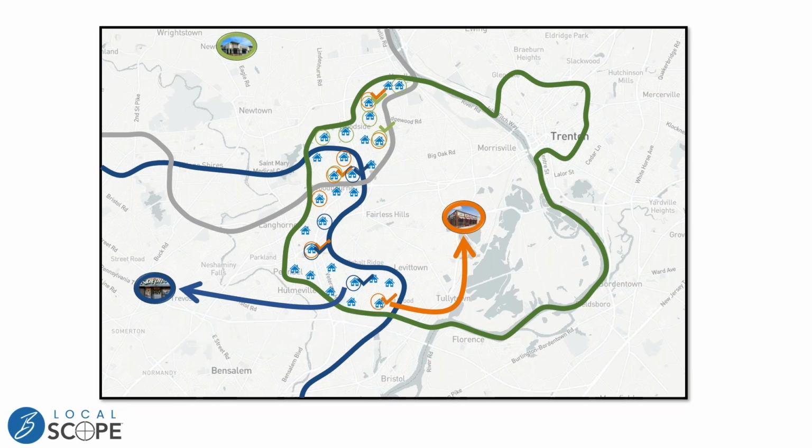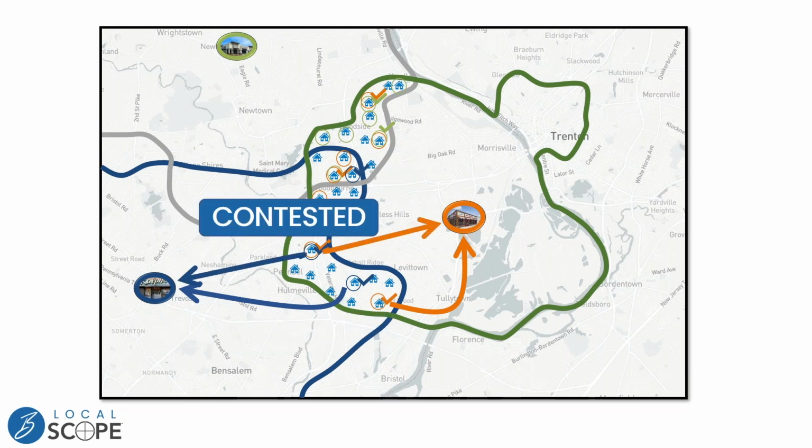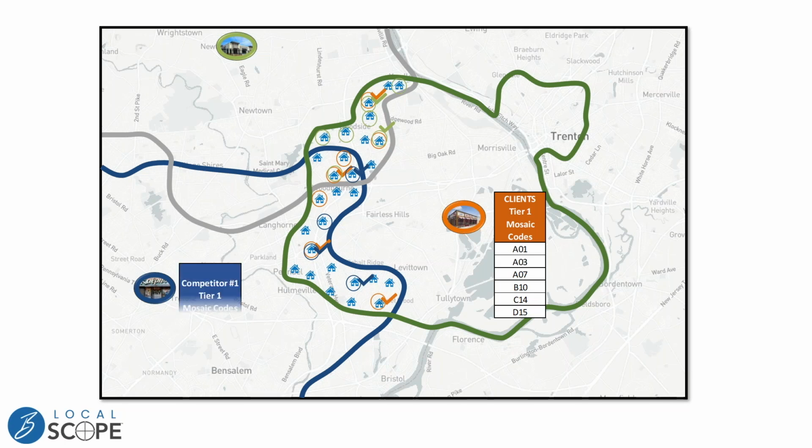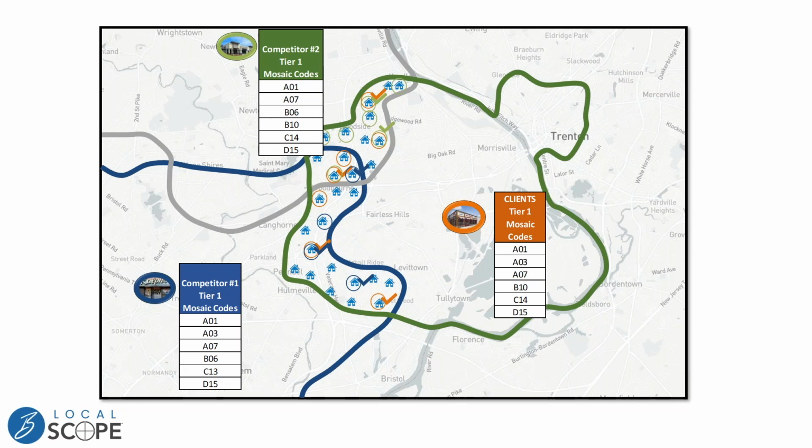And there are those households that are split. They are in the Tier 1 set for both businesses and frequent both. These are contested households. And this is where the analysis goes even deeper. The client's Tier 1 customers are made up of high-value mosaic codes that frequent their business. But not every business's Tier 1 customers are identical, even in the same industry. The analysis provided in LocalScope pinpoints the similarities and differences.